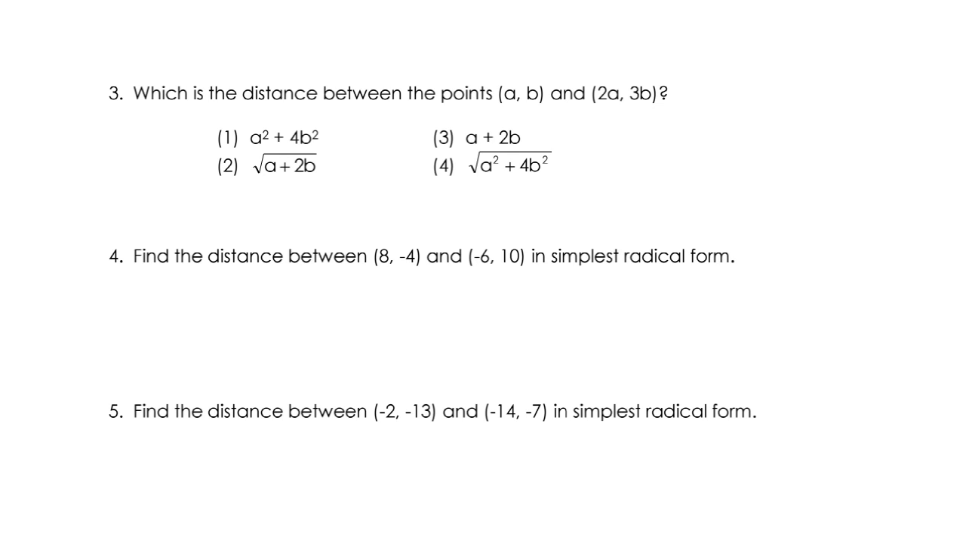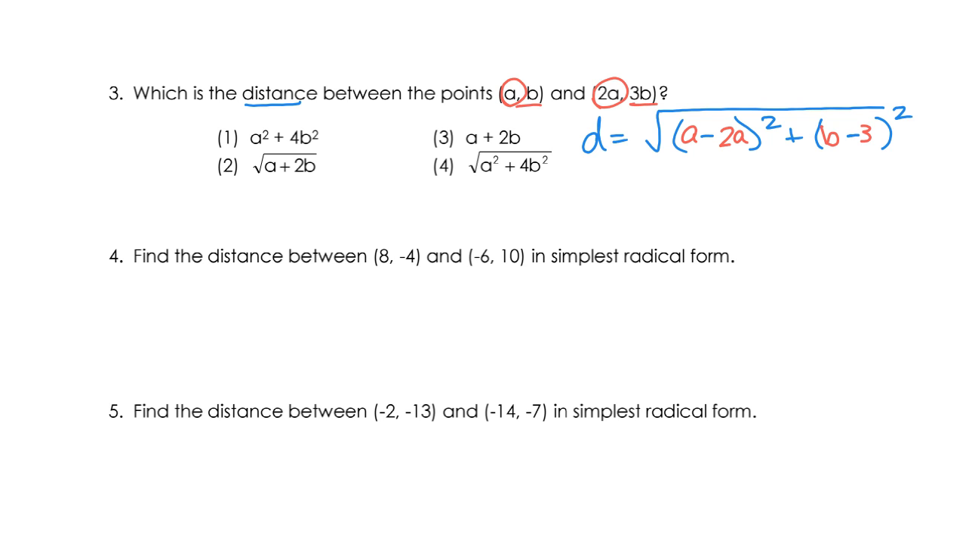All right, guys, on the back side of day 5 notes, number 3 says, what is the distance between the points (A, B) and (2A, 3B)? Because they said the word distance, we're going to say D equals big long square root, parentheses squared, plus parentheses squared, minus in between. We're going to take the x's first, which is A and 2A, and the y's secondly, which is B and 3B.